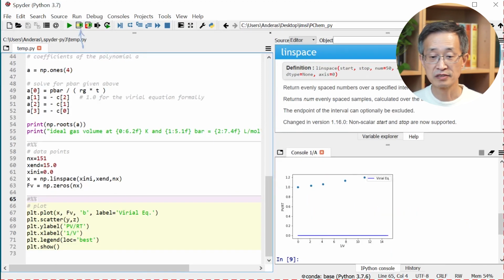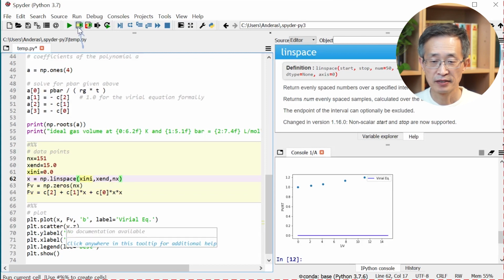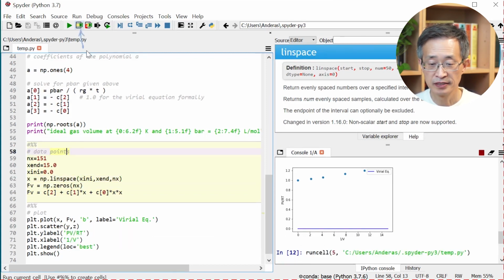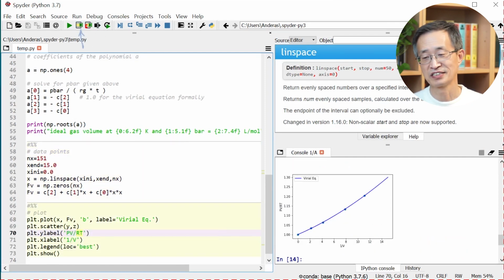Oh, this is terrible. There is something not really good. Well, I debugged it: I mistyped or missed this line. So I put it back and run this section, and then it ran, and we'll do the plot again. So the plot is done this way.